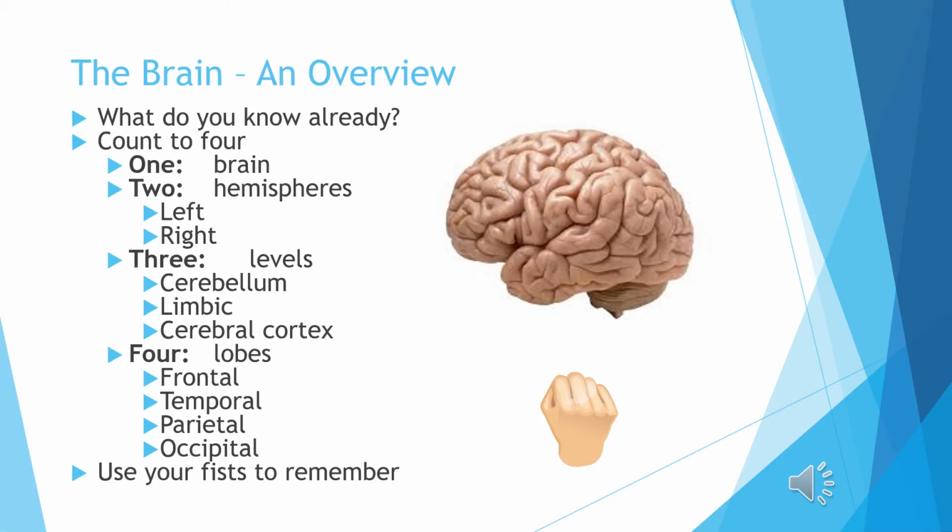Then we have three levels to the brain: the cerebellum, the limbic, and the cerebral cortex. And the limbic and the cerebral cortex are the areas that are going to figure so largely in all of our work and all of your professional career. And then we have the four lobes: the frontal, temporal, parietal, and occipital.